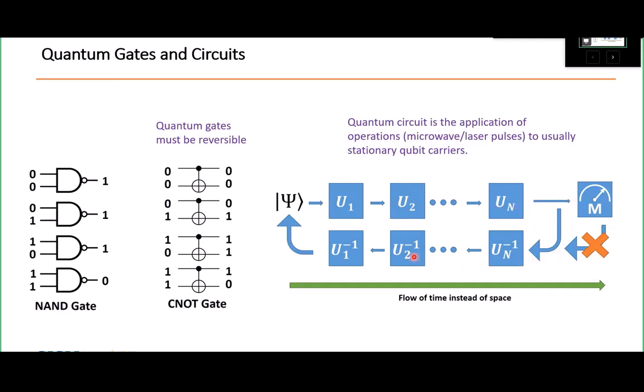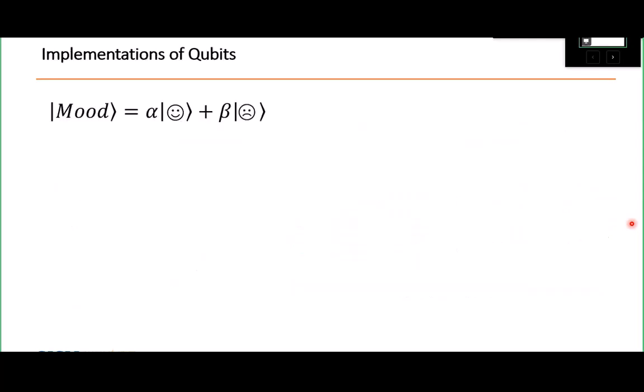And they are reversible, okay? The only thing that's not reversible is when you do a measurement. It will collapse to the basis state. That is about the quantum gate and circuit overview. How do we implement the qubit? In principle, I think we can use our mood.